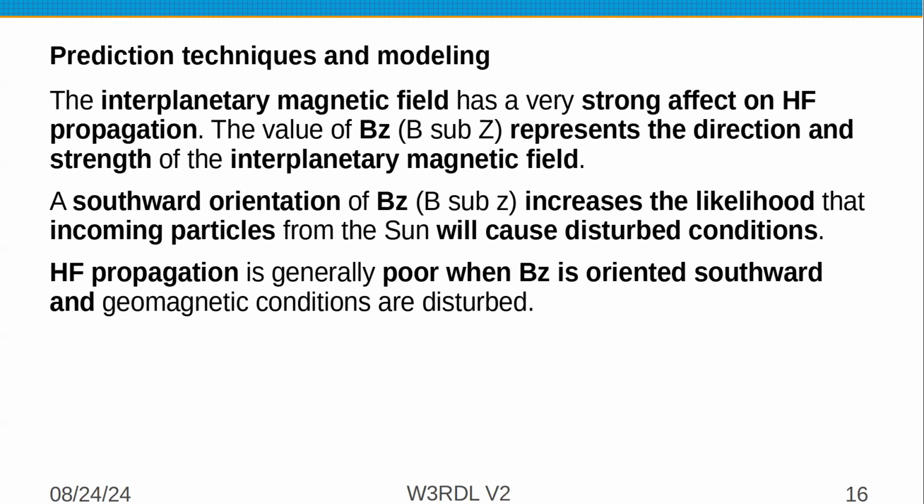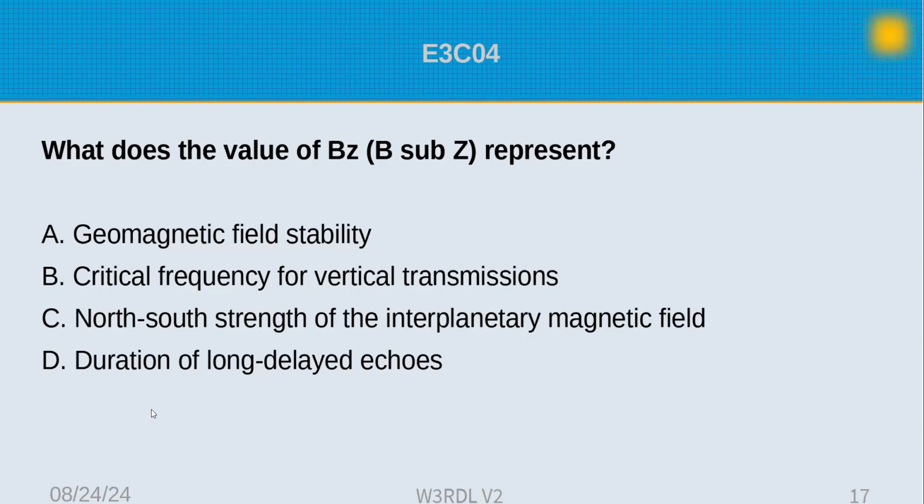So it's basically trying to tell you the likelihood that the incoming particles from the sun, which would be a CME, coronal mass ejection, is going to cause disturbed conditions if it's going southward. If it's going northward, I guess it's good. I don't really understand it. I've never looked into it. So you know more about it than I do. So maybe north is the reference. I guess when it's directly south, that's not good. What does the value of B sub Z represent?